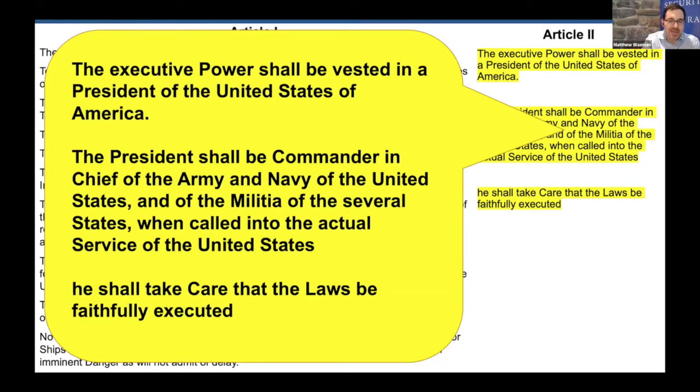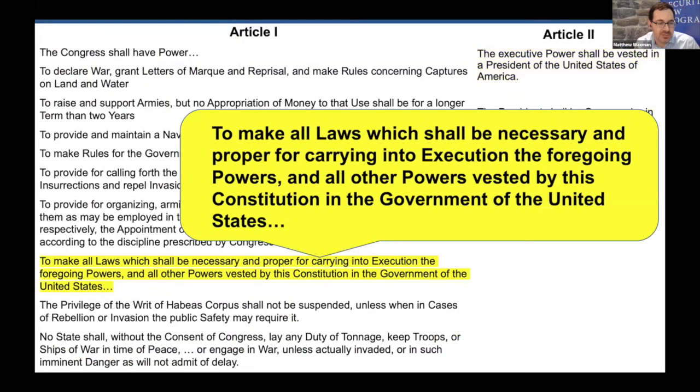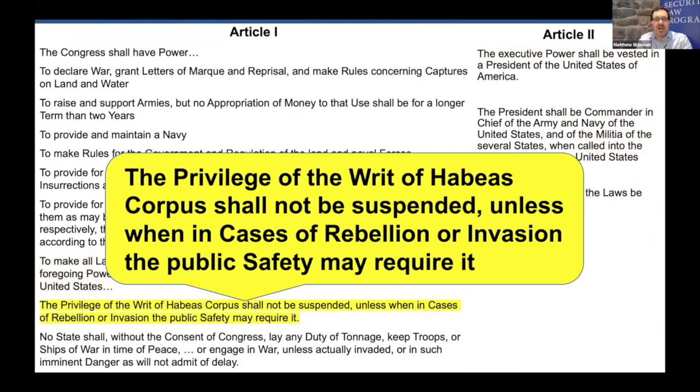I just want to back up to one last clause to talk about in Article 1, which was about Congress. This is the provision known as the suspension clause. Ooh, whoops, wrong slide. Oops, sorry. There it is. The suspension clause. The privilege of the writ of habeas corpus shall not be suspended unless when in cases of rebellion or invasion, the public safety may require it.